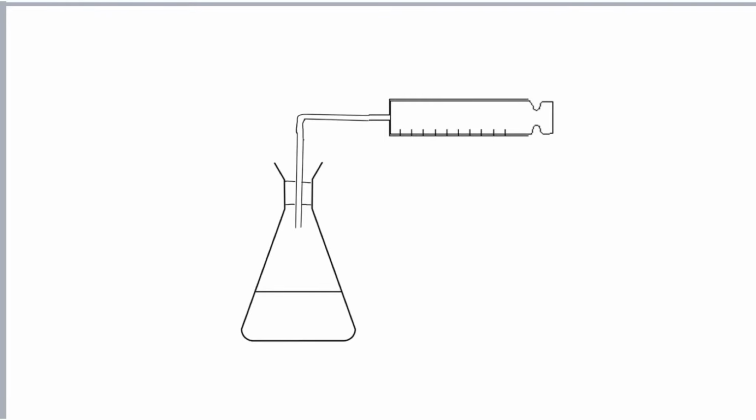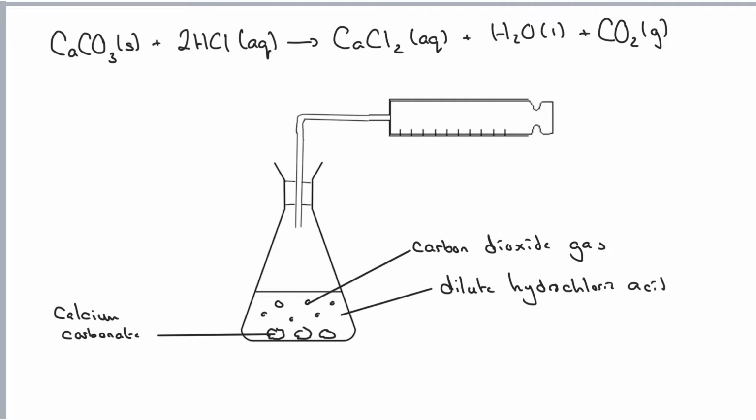So let's have a look, as we've done before, at the reaction of calcium carbonate with dilute hydrochloric acid. So let me just annotate this diagram and do an equation for you. If you remember, this reaction produces carbon dioxide gas, and carbon dioxide will of course collect in the gas syringe. So what you could do, you could record the volume on the gas syringe, let's say every 30 seconds.